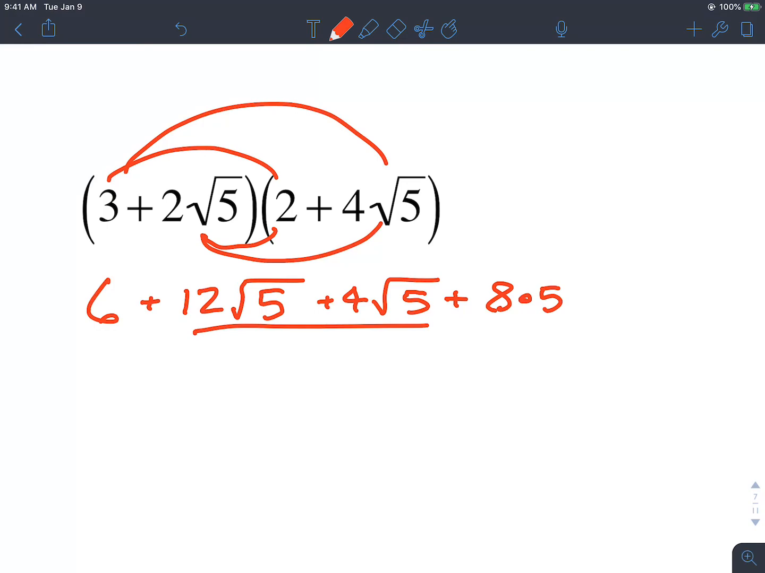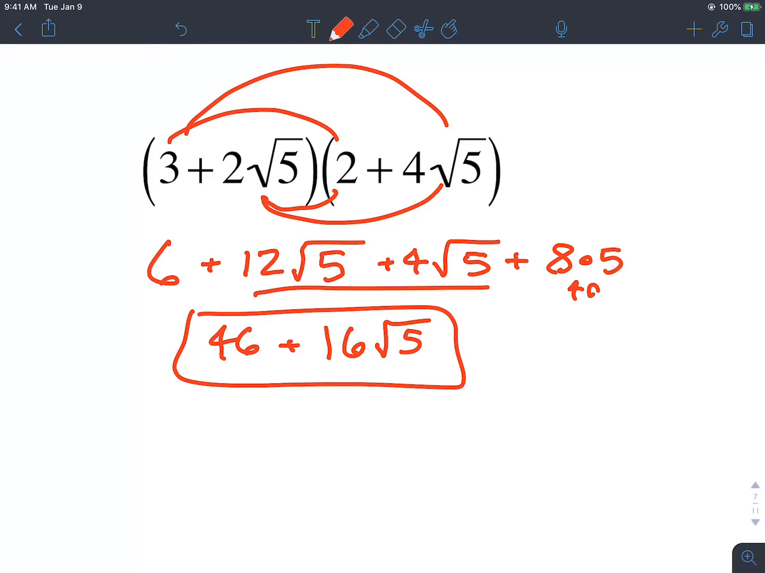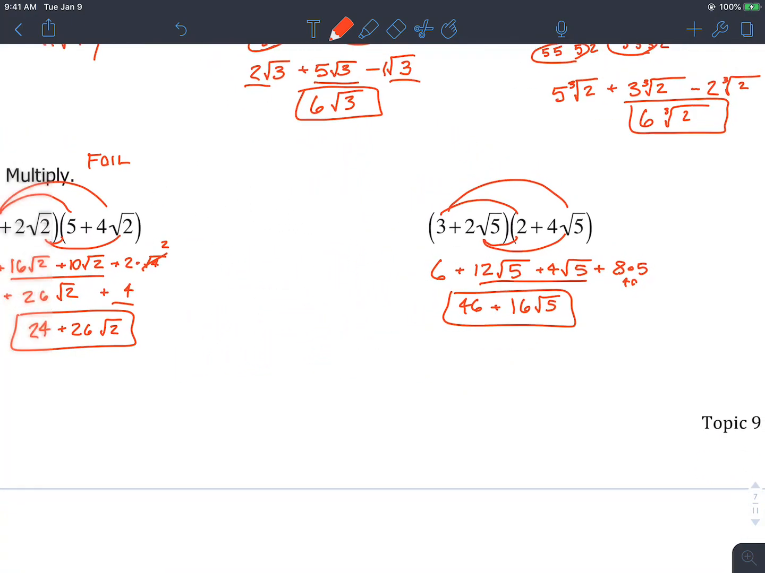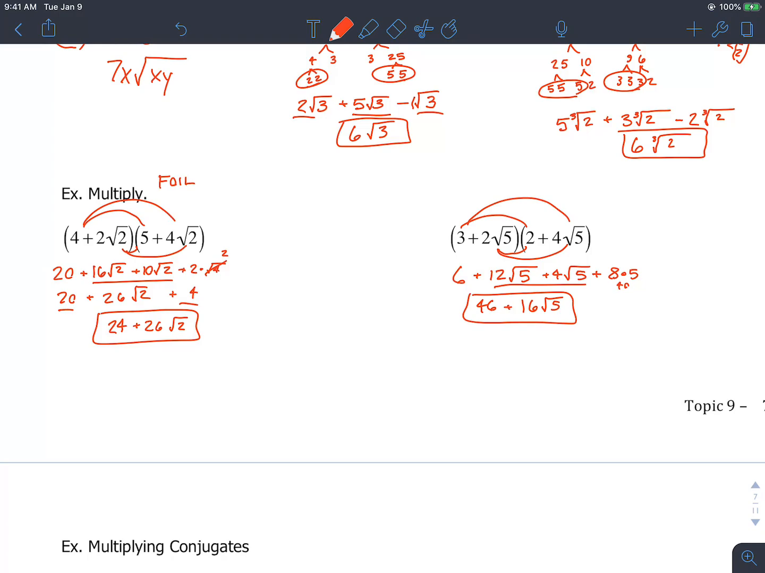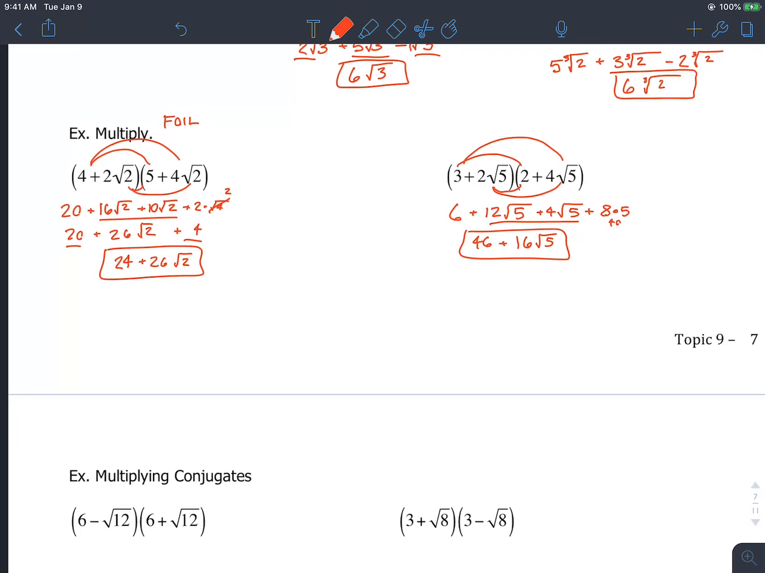Okay. Then I would combine your like terms here. Those are going to combine to 16 square root of 5. And then right here, 8 times 5, that's going to be 40. So if that's 40, we're going to do 40 plus 6. That's going to get us 46. And then that is your answer fully simplified right there. So they're a little bit weird at first, but if you're very tedious, you shouldn't have any issues there.